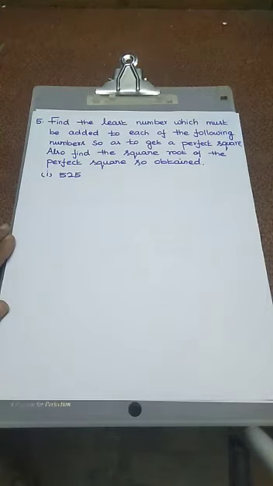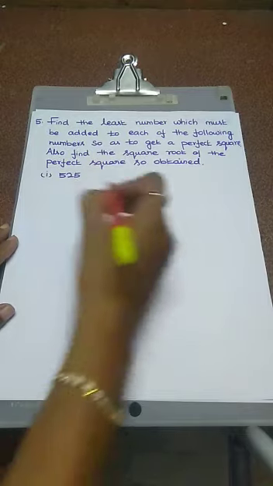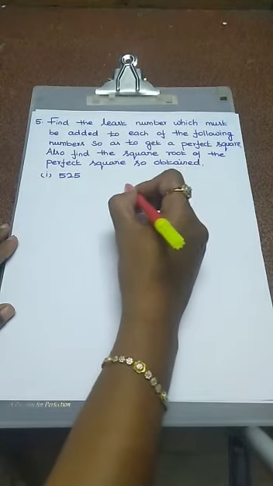Next problem. Find the least number which must be added to each of the following numbers so as to get a perfect square. Also find the square root of the perfect square so obtained. The given number is 525. We know 525 is not a perfect square, so we have to calculate the square root of 525 using the long division method. That time we get some remainder. Then only we can choose the value which we have to add to the number to convert it into a perfect square. So first find the square root of 525 using the long division method.